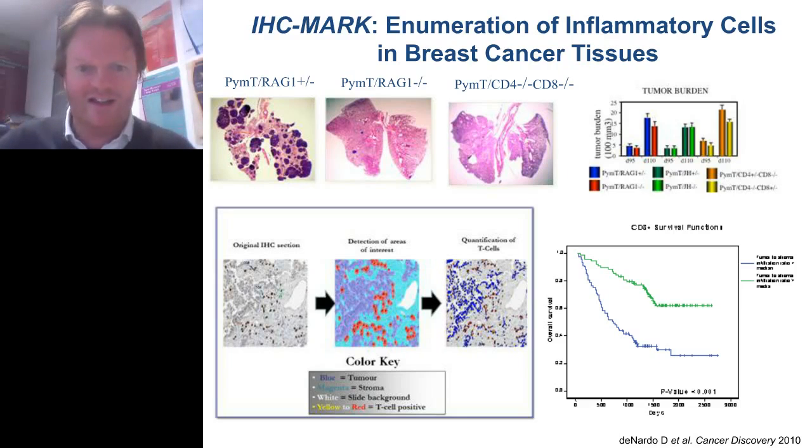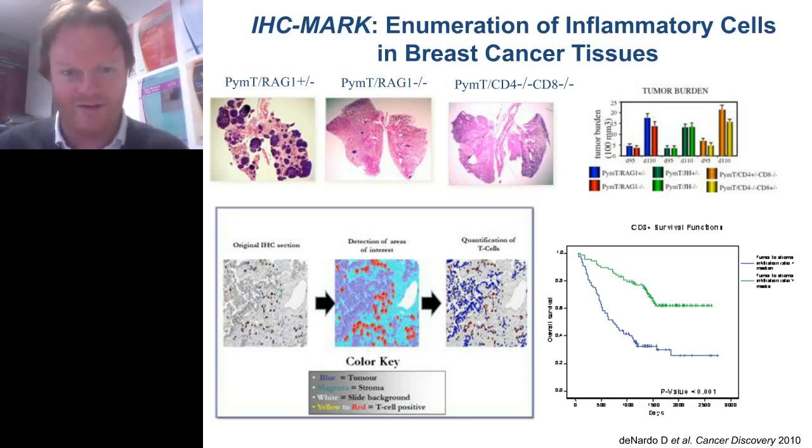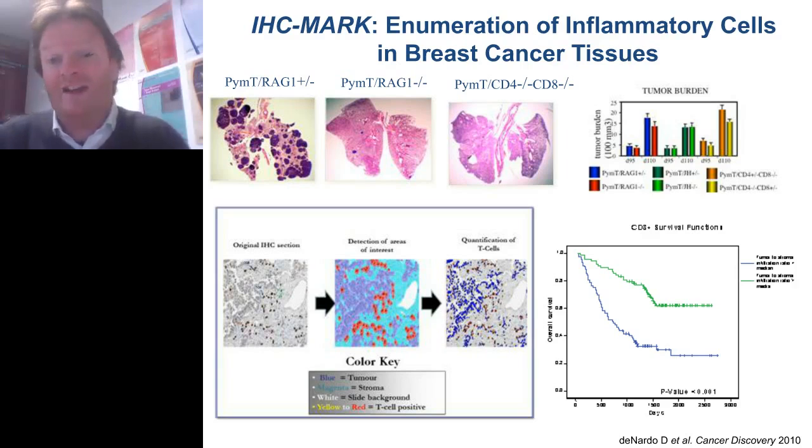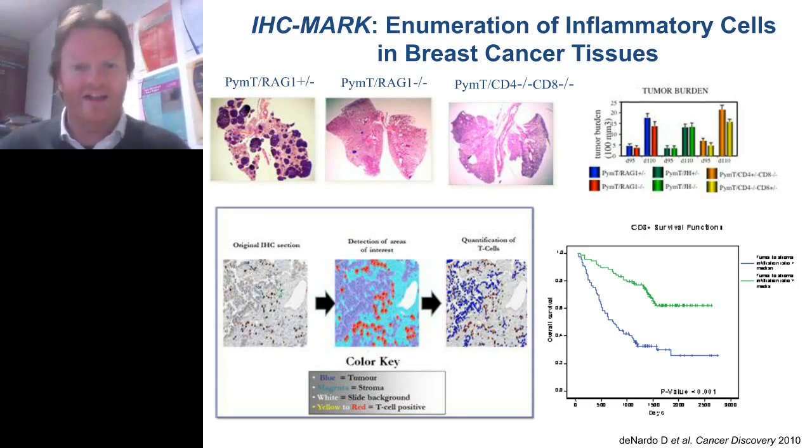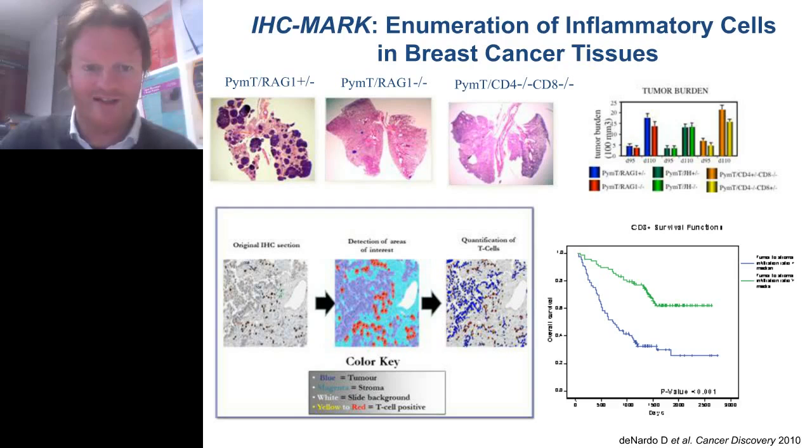So in this case, this was a collaboration with David DiNardo and Lisa Cousin's group, and what David had been looking at was the impact of inflammation basically on breast tumor metastasis. So he had MMTV polyoma middle T mice, transgenic mice that generated breast cancer, and then spontaneously would metastasize to the lungs.